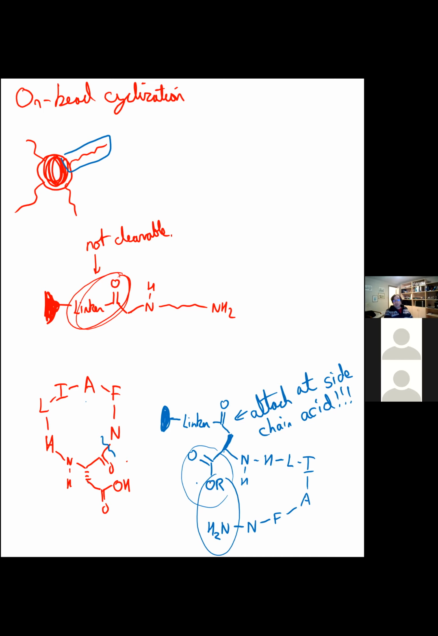And so any cyclic peptide that has either a glutamic acid or an aspartic acid in it, well, you can do this. And if your cyclic peptide doesn't have an aspartic acid or glutamic acid in it, could it? Really, would it hurt the biological activity if you suddenly put one in there? So this is a way around this problem.